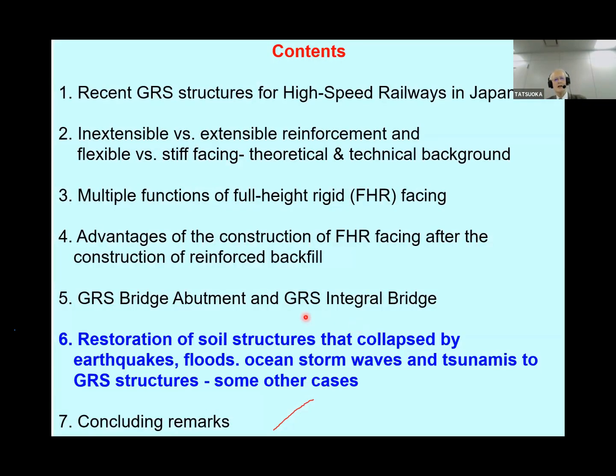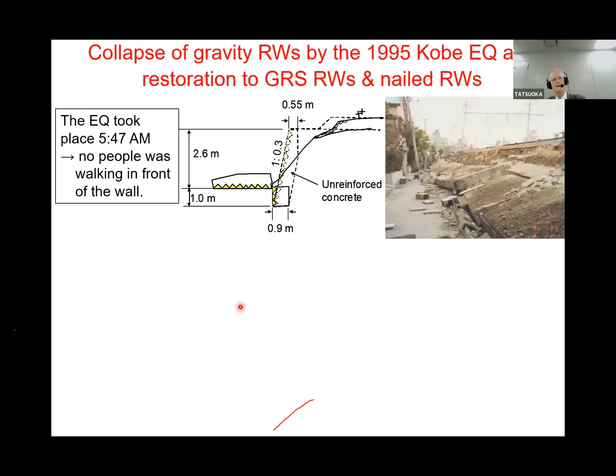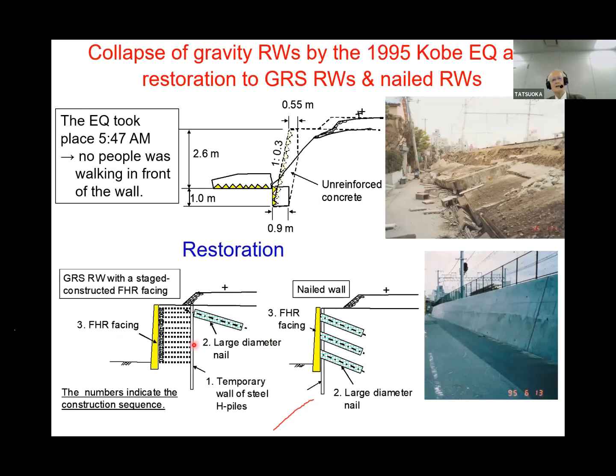The last topic is the restoration of soil structures that collapsed by earthquakes, floods, ocean storm waves, and tsunami to GRS structures, with some cases. This is the case during the 1995 Kobe earthquake. Here is the collapse of a cantilever retaining wall during the 1995 Kobe earthquake, and this is a restoration to a GRS retaining wall or soil-nailed wall.